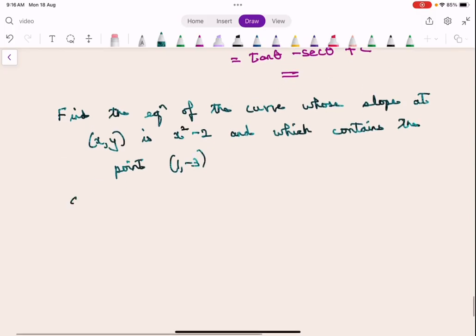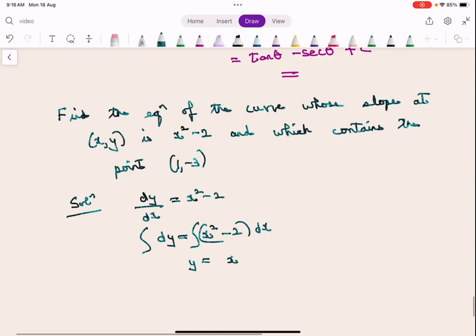So let's start with the solution. dy by dx is the slope of the tangent. This is x squared minus 2. So I get dy equal to x squared minus 2 dx, separating the variables. Integrating, you get y equal to x cubed by 3 minus 2x plus c.